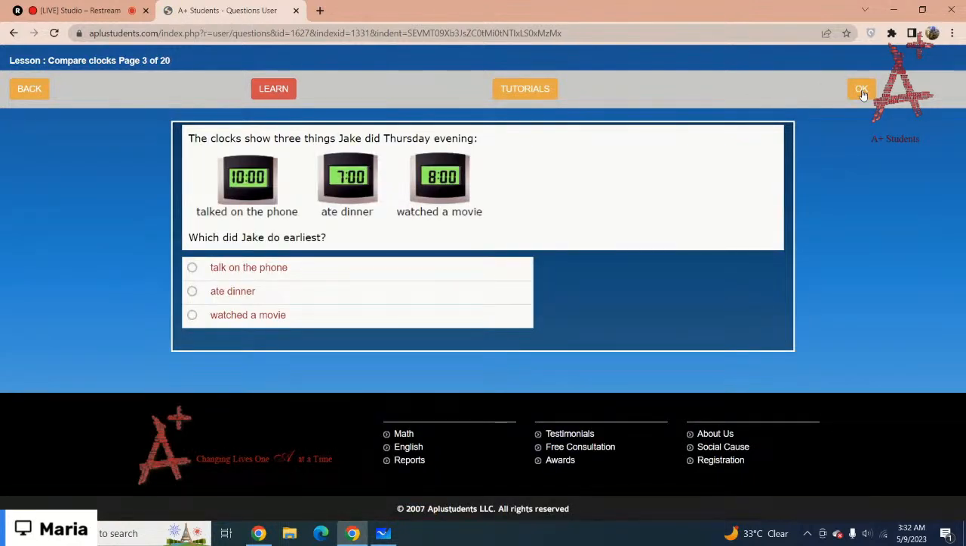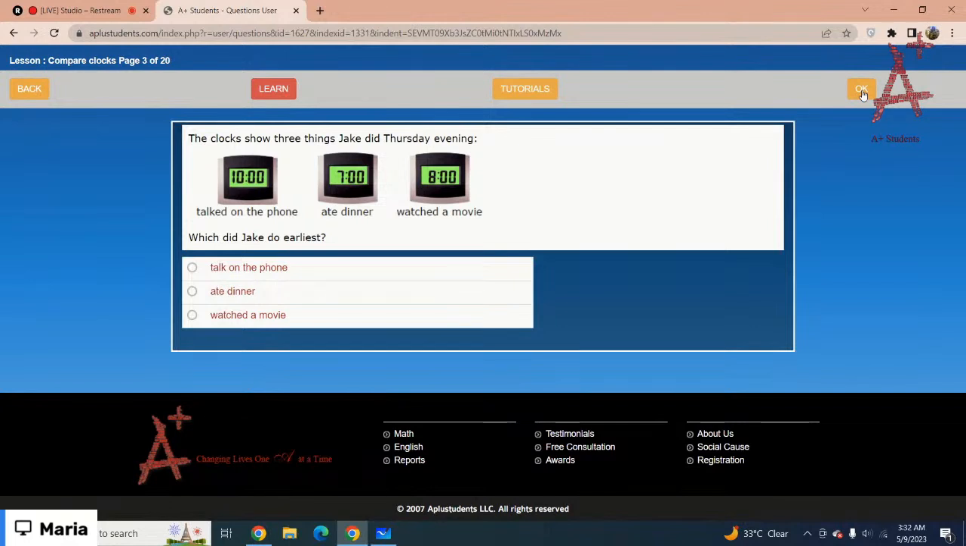Okay, this clock shows three things Jack did Thursday evening. At 10, he talked on the phone. At 7, ate dinner, and at 8, watched a movie. What did Jack do earliest? It would be 7, 8, and 10. So what did Jack do the earliest?